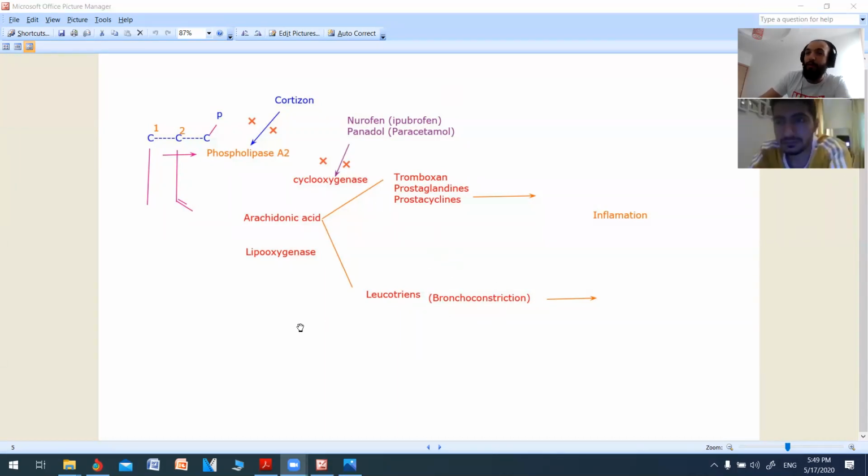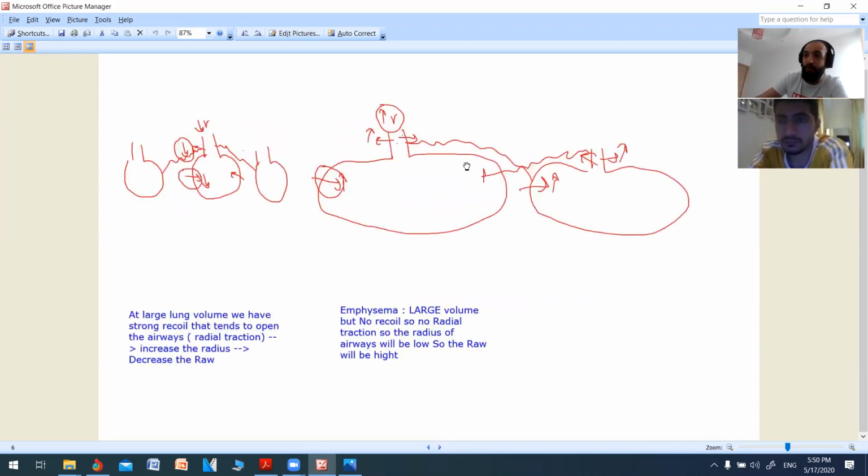We also have histamine. Histamine also does bronchoconstriction, but not as strong as the leukotrienes. So you have to know what makes bronchoconstriction and what makes bronchodilation. Is it clear? Okay, I'm not talking more about this. We talked about it. If you have a large lung volume, you will have a strong recoil, so strong radial traction. So the airway radius will increase, so the airway resistance will decrease. But in emphysema, we have large volume but no recoil, so no radial traction. So the radius of the airway will be low, so the resistance will be high.